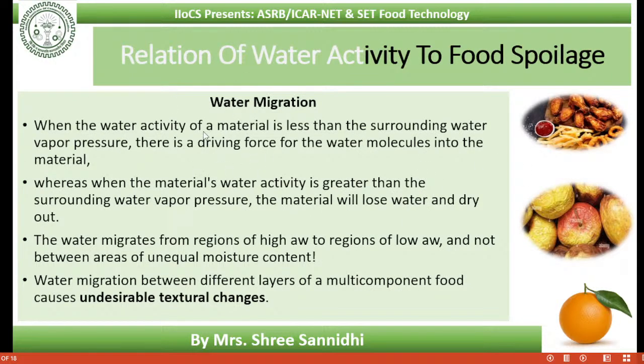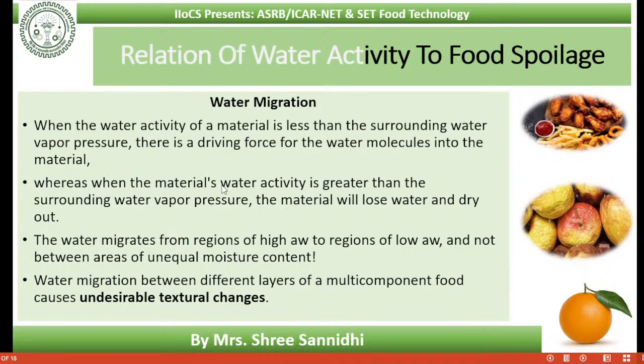Let us see the relation of water activity to food spoilage. So the first one is water migration. When the water activity of a material is less than the surrounding water vapor pressure, there is a driving force for the water molecules into the material. So we already studied this before. If there is a gradient in the vapor pressure between the food and the surrounding air, then the water will go outside the food or inside the food, according to the gradient.